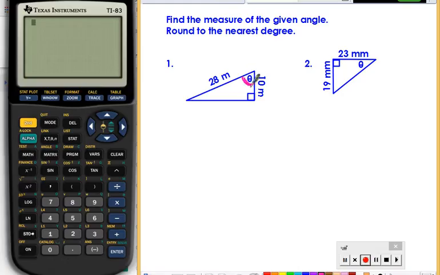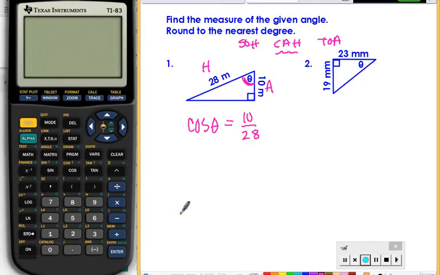Here's our angle theta. 28 is the hypotenuse. 10 is right here next to theta, so that's the adjacent leg. So we're going to our SOHCAHTOA to figure out if we should use sine, cosine, or tangent. We have the hypotenuse and the adjacent side, so adjacent and hypotenuse, that's going to be cosine. But this time we don't know what the angle is, so we write cosine of theta equals adjacent over hypotenuse, so that's going to be 10 over 28.